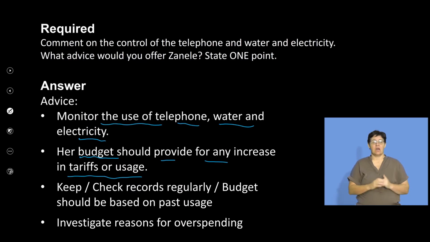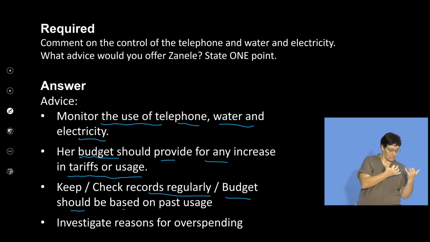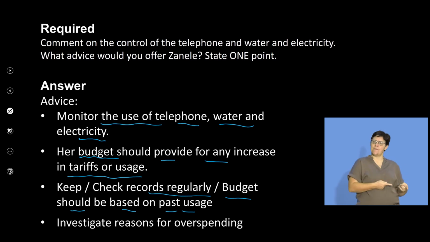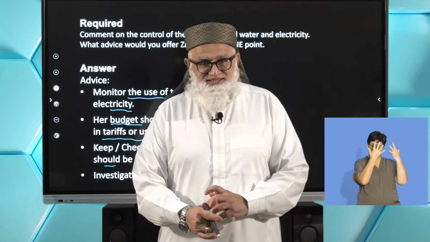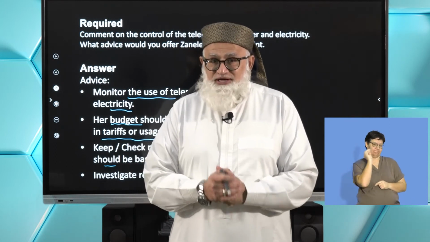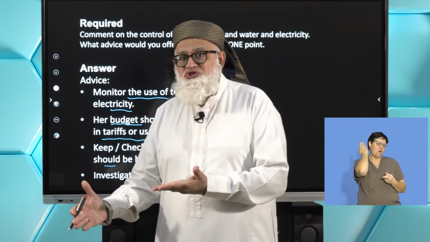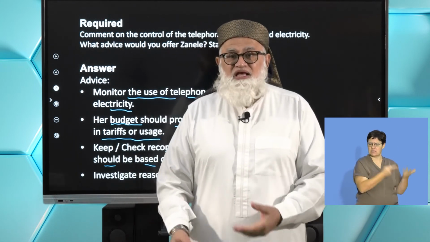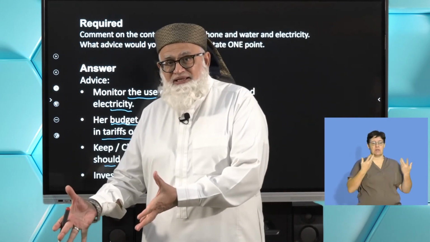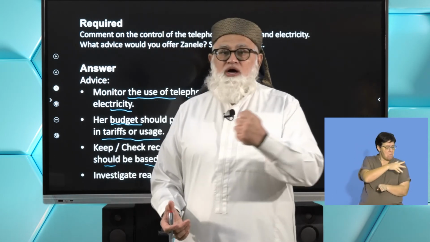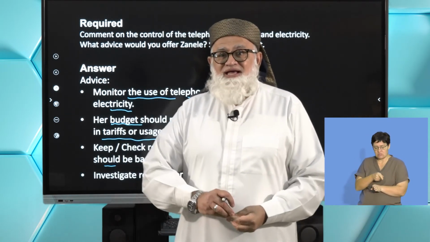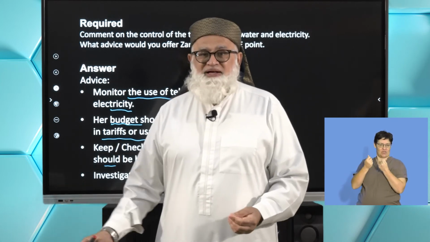Try and keep your records up to date. Check your budgets should be based on past usage. Like I told you in previous lessons, I'm going to mention it again. When you're drawing up your budgets, you're taking into consideration past usage. So in the previous month, if you spent X amount of money, you use that as your basis, and then you work from that. That's called historical cost budgeting, right?